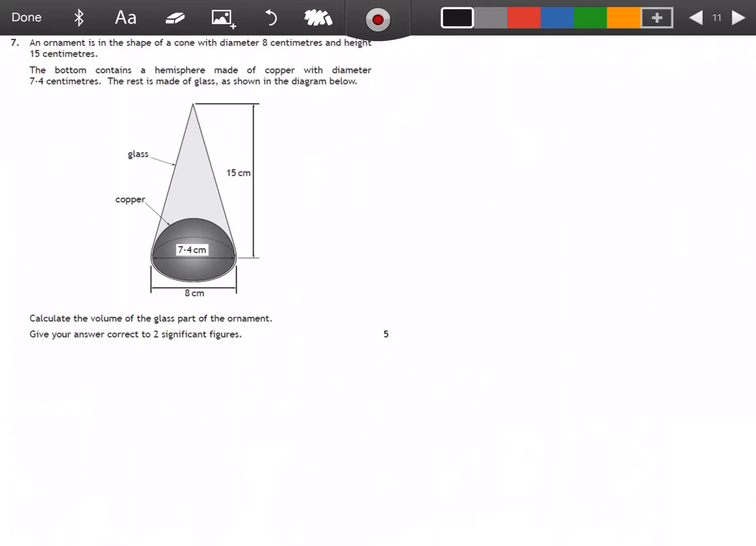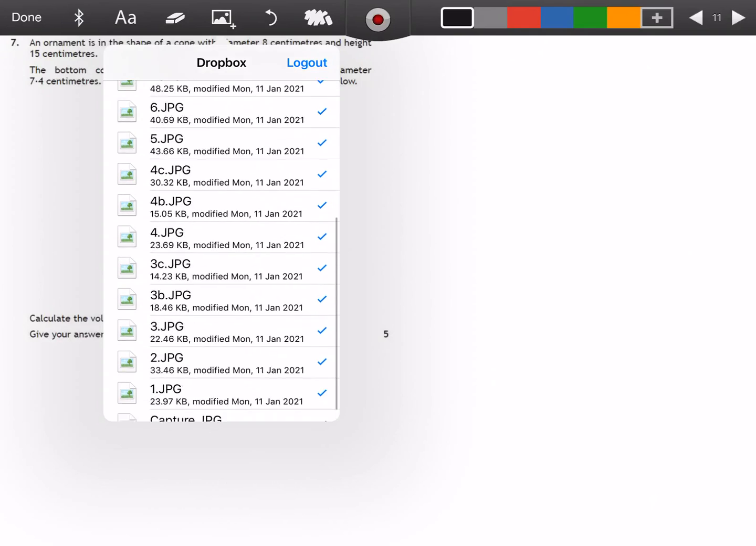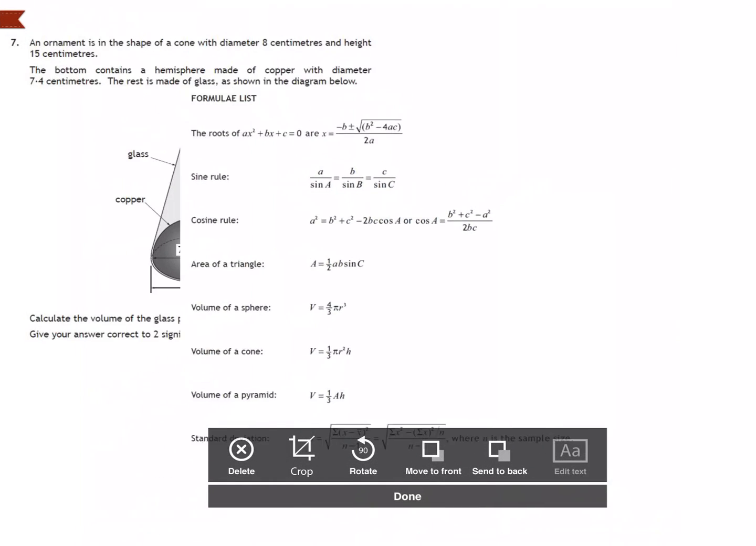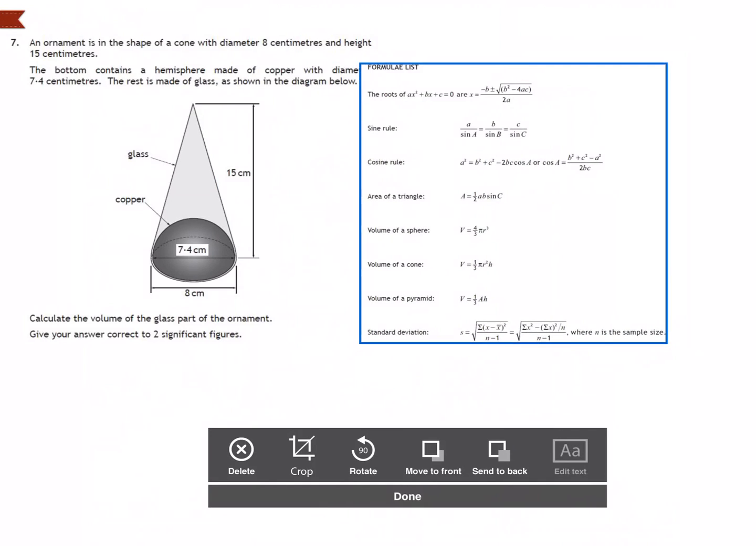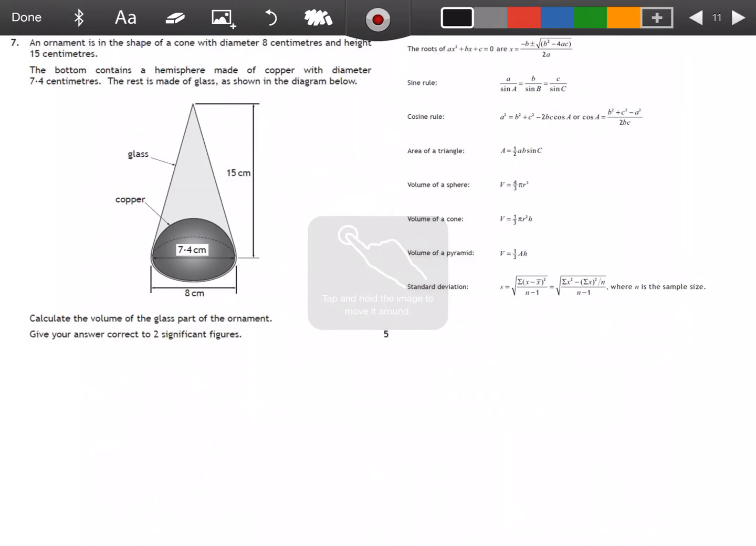Right, next one, volume question. Remember, at the front of your exam booklet you will have a formula list. I think I've got a wee magic formula list about to appear round about now, hopefully. Oh, there we go. Right, number 7. It says hemisphere, copper, and so on. Calculate the volume of the glass.